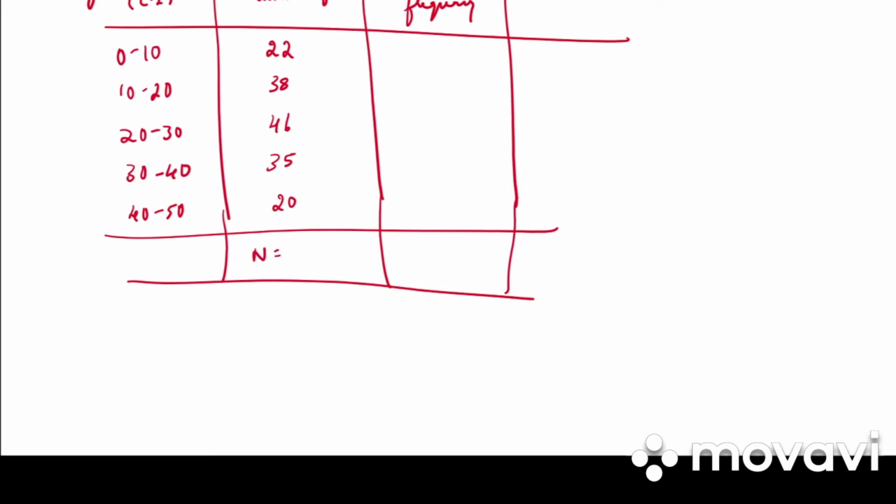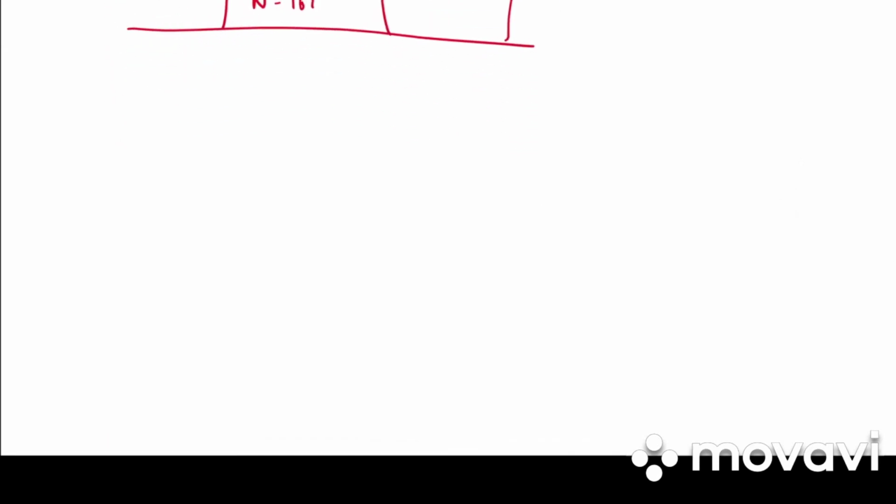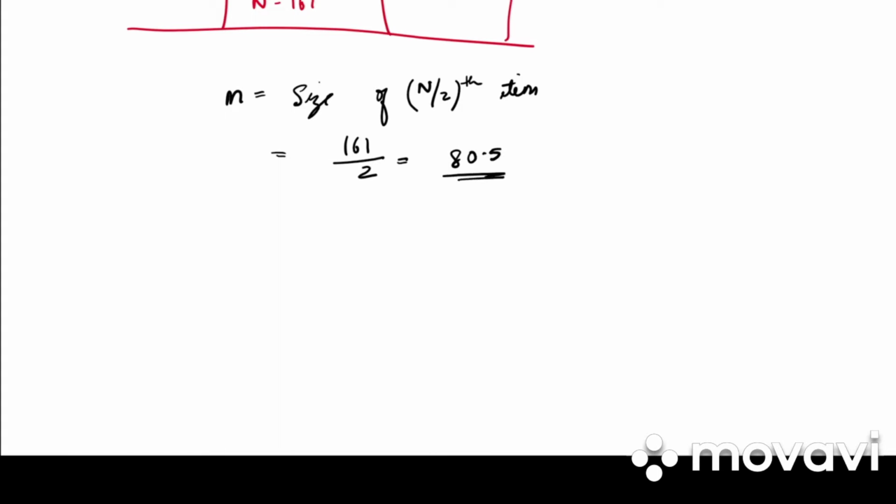So what is n? We need to add the frequencies. It is 161. Then we have cumulative frequency. First one will remain the same, that is 22. Then 22 plus 38 we get 60. 60 plus 46, 106. 106 plus 35, 141. 141 plus 20, 161. So what is the first step? First step is we need to find out the median class. So write down M is equal to size of n by 2th item. So what is n? 161 divided by 2 we get 80.5th item.